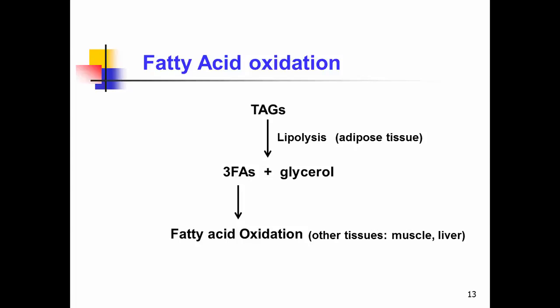Okay, so now let's talk about fatty acid oxidation. Once fatty acids are released from fat tissue and picked up by other tissue, for example, muscle, right? Muscle takes up 2/3 of the fatty acids, and then utilizes or oxidizes fatty acids for energy production. So now we talk about fatty acid oxidation: how fatty acids are oxidized in the tissues to make ATP.